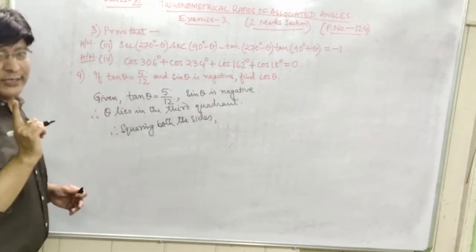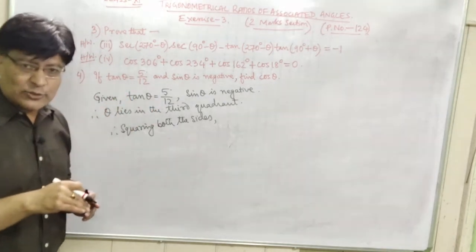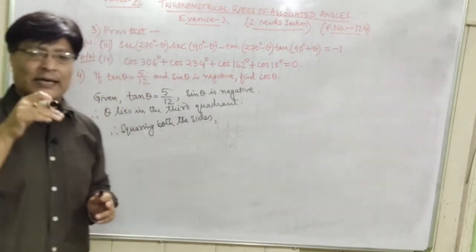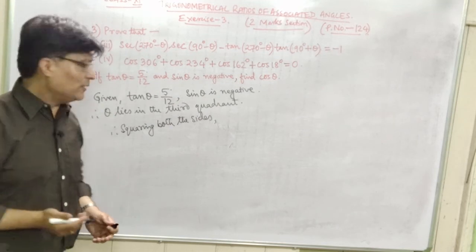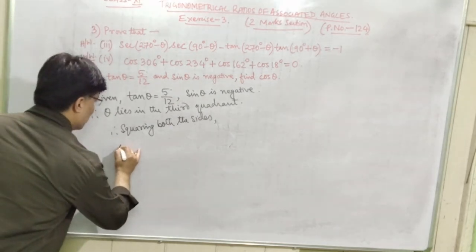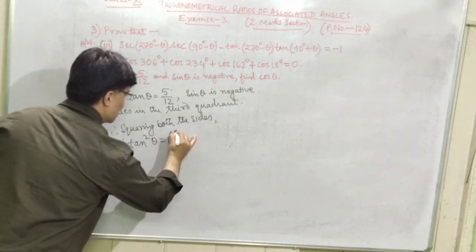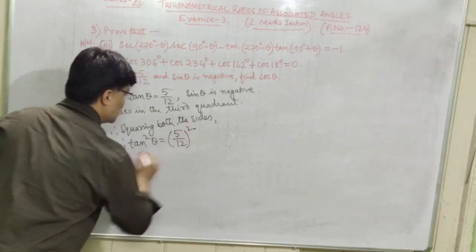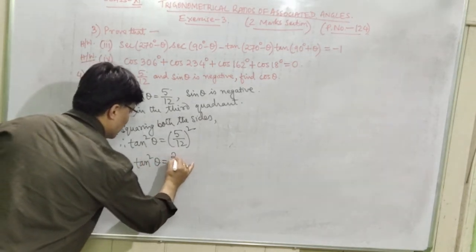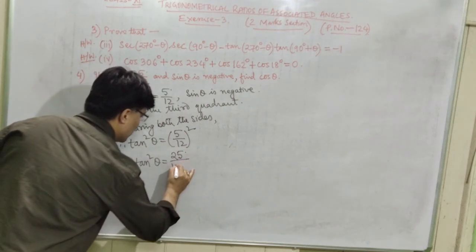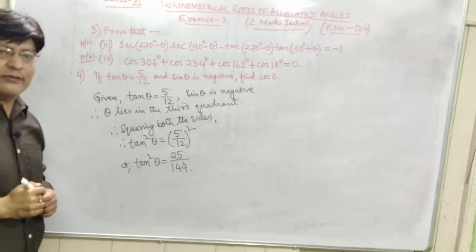Actually, you have to get the value for cos theta, isn't it? So, squaring both the sides, you will get tan square theta. From tan square theta, you can get sec square theta, and from sec square theta, you can easily get cos square theta. Okay? So now squaring both the sides, what do we get? Tan square theta is equal to 5 by 12 whole square. Or tan square theta is equal to, what is 5 whole square? 25 divided by 12 whole square, which is 144. Is that understood?